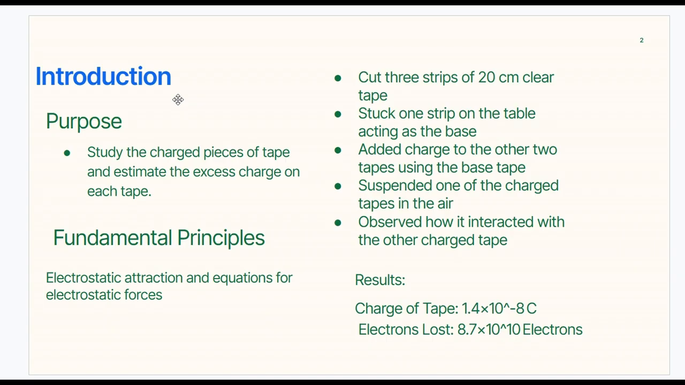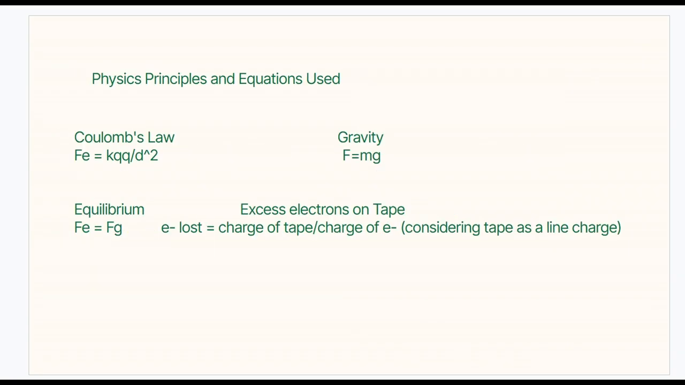So we're supposed to find out what the charge is and how many electrons are lost. We find that the charge of the tape is positive, at 1.8 by 10 to the negative 8 coulombs, and the electrons lost were reported to be about 8.7 by 10 to the 10. I'll show you more about that in a second too.